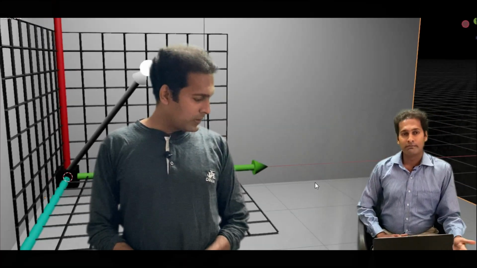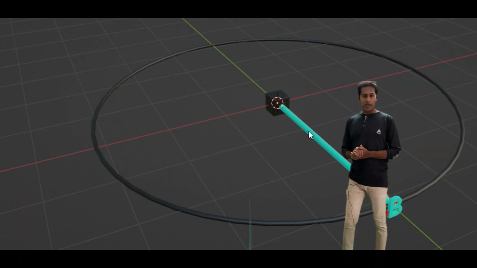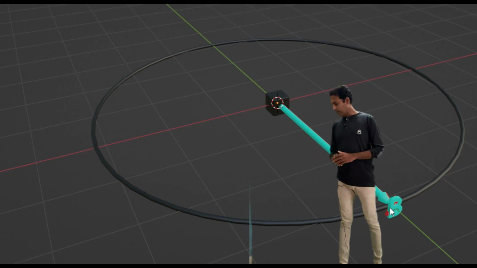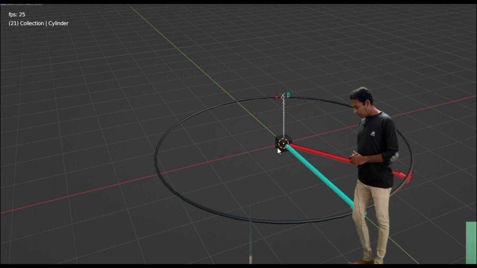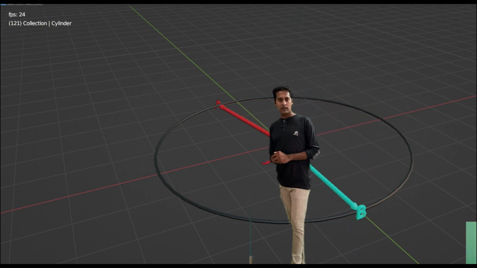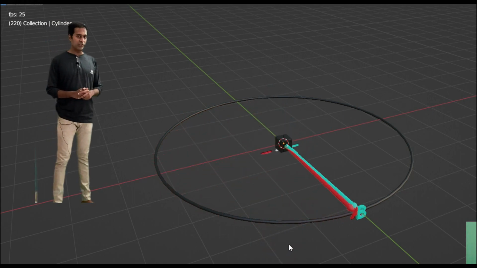Now let me continue this. Now let us see these vectors' cross product using this 3D animation. Here we have two vectors, vector A bar and vector B bar. Both of them are changing their position in space. According to them, the direction of the cross product is also changing.